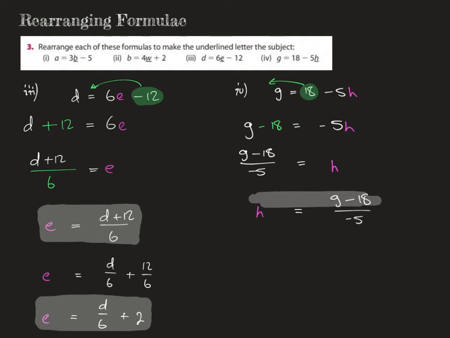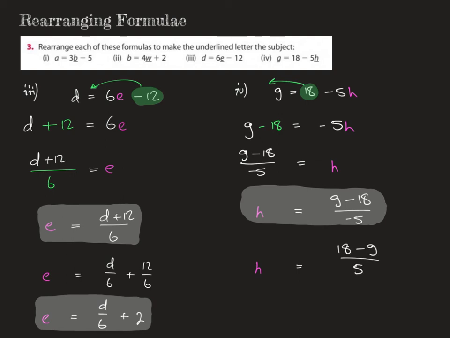Okay. And there's just a couple of variations of that we can show you. So when I mean there's a couple of variations, you could have written that as H is equal to 18 minus G all over 5. Okay, and I'll show you why.